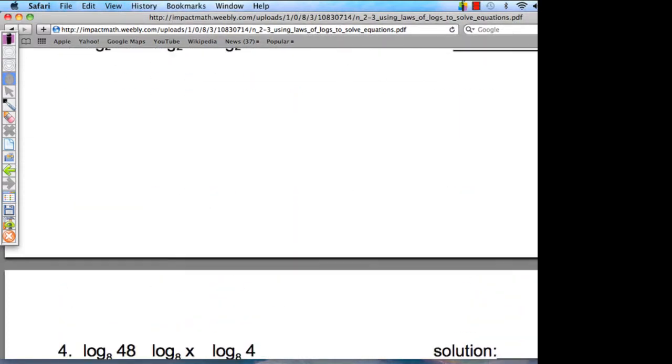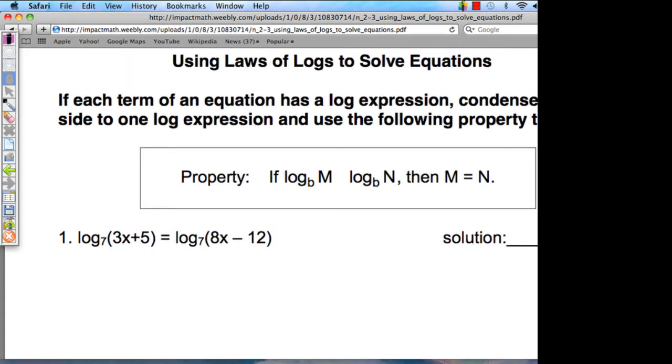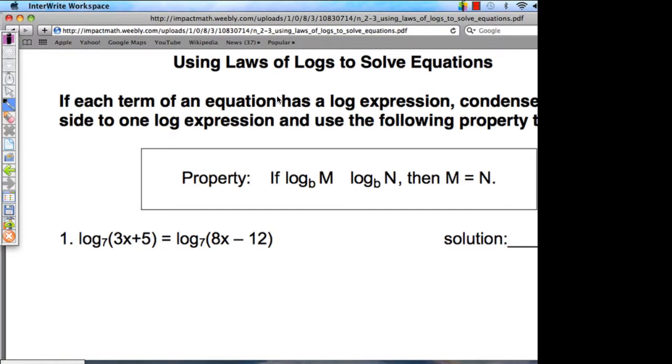Okay, today we're going to try this again. I just tried it and it didn't work, so we're going to try it again. Today we're going to talk about the laws of logarithms. We're going to use this particular property here.